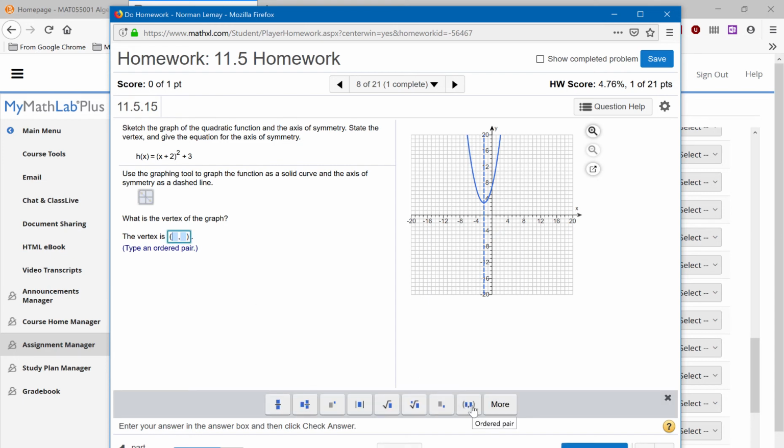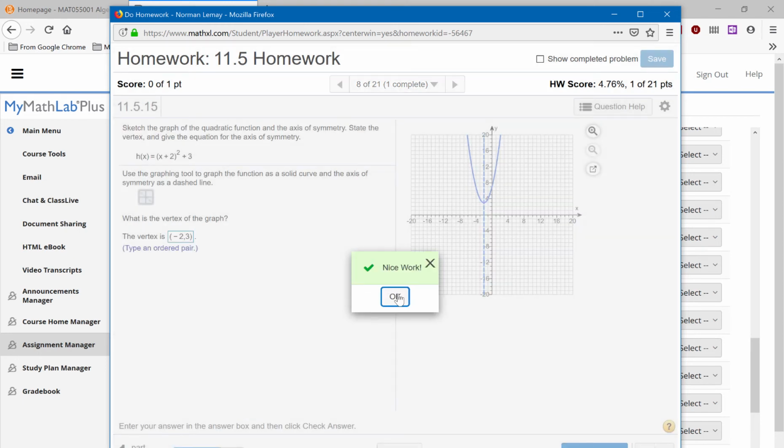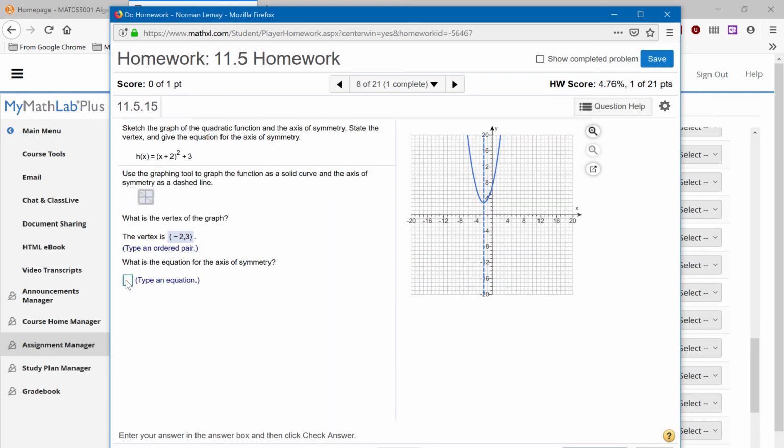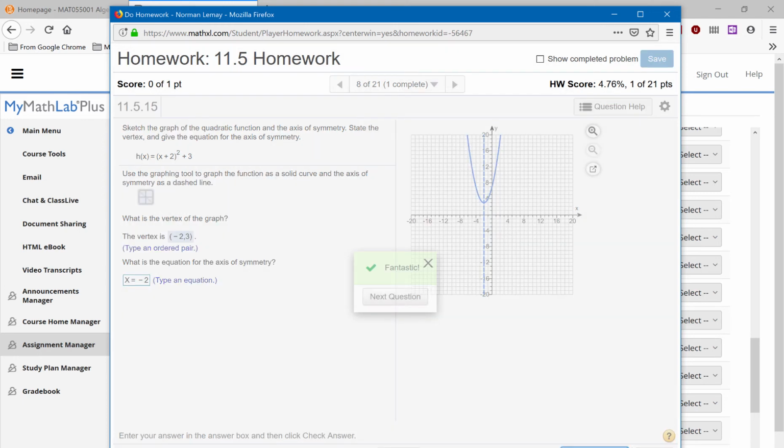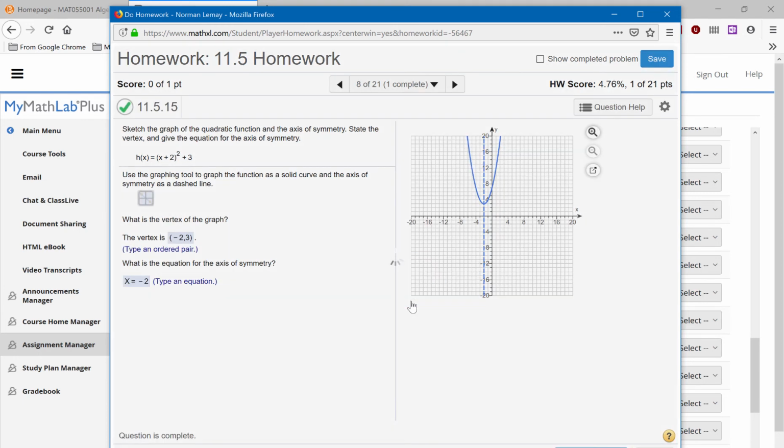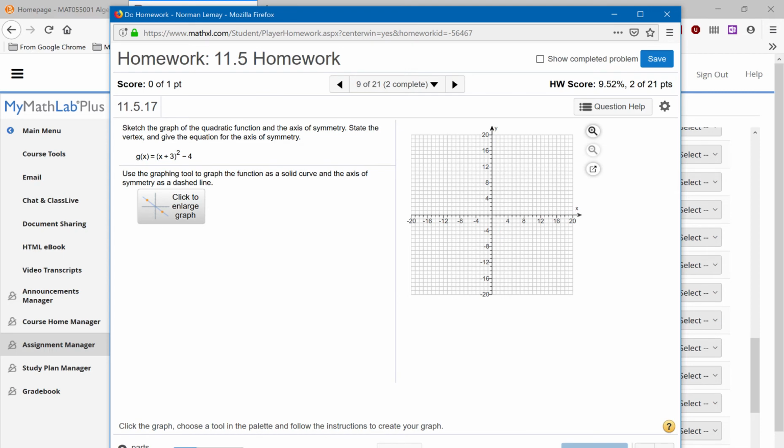Okay, so now we have, notice our vertex is at -2. And then we come over here to 3. Check our answer. Great job. And notice this is always the x component of the vertex, so x equals -2. Check our answer. Great job. And move on to the next.